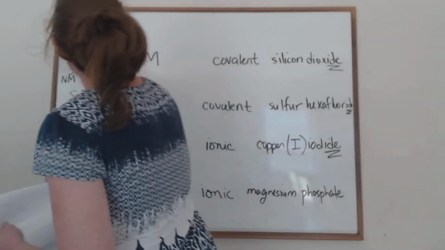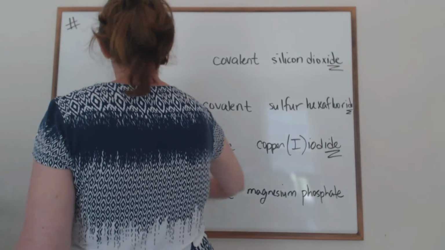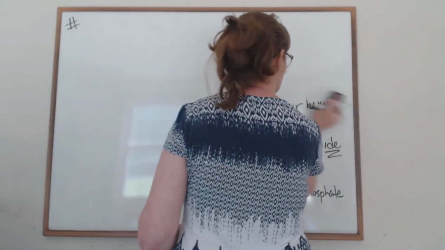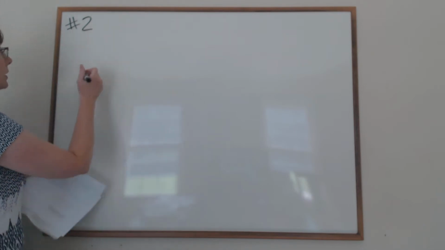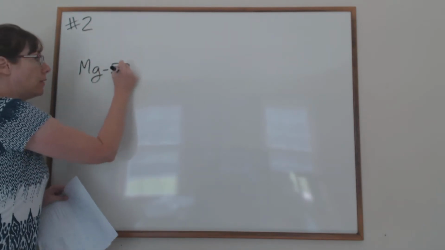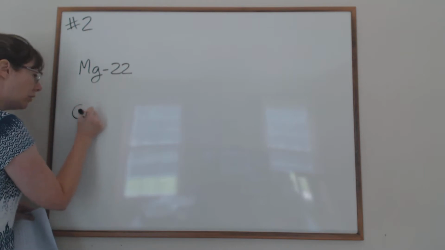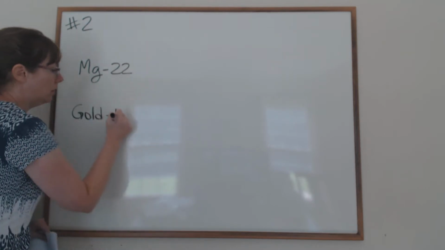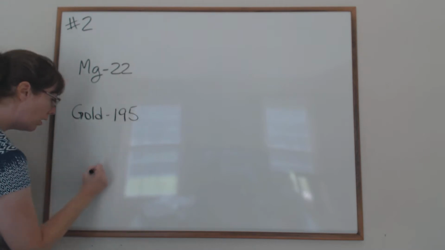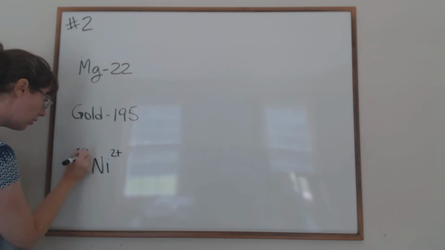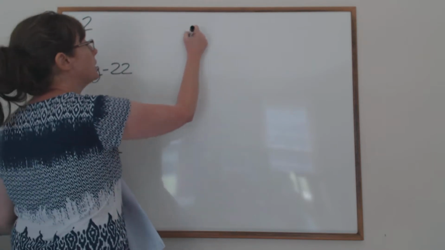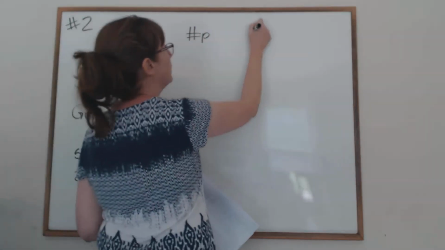All right, the next question, number 2, is counting protons, neutrons, and electrons. We've got a few different ways of writing isotopes here, all of which are used. So this is number of protons, number of neutrons, number of electrons.